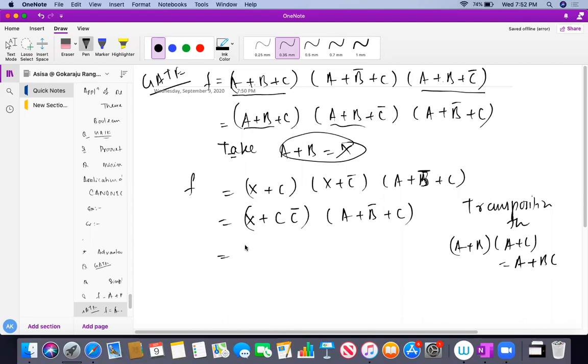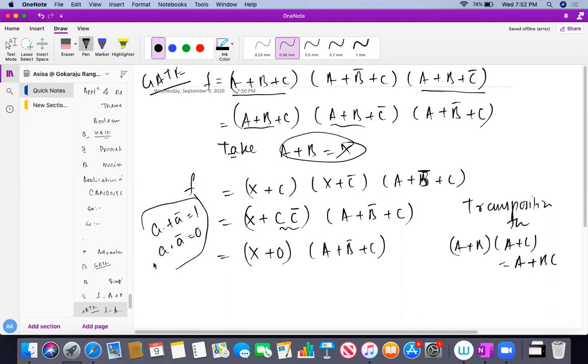Now what I have done here, C and C bar, I know that it is 0. C and C bar is 0. What is that rule actually? Sorry, not null element. This is actually the existence of complement. A or A bar is 1, A and A bar is 0. They are dual to each other. I have just used the existence of complement, A and A bar is 0 over here. So as we know, X or 0 is X, and A or B bar or C.